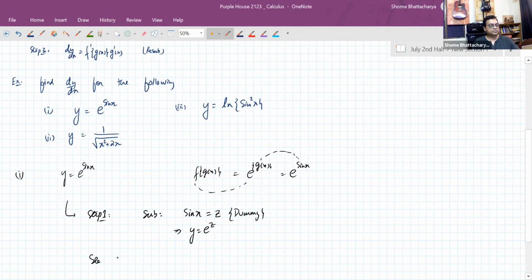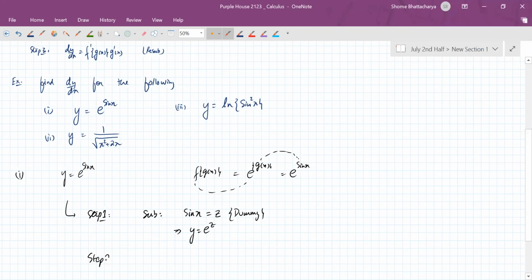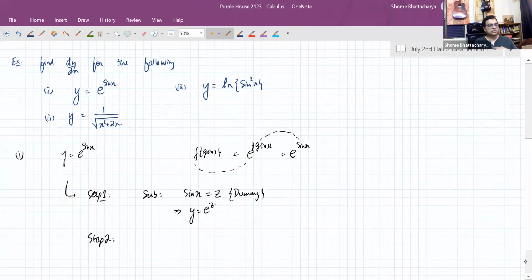Now your second step is the chain rule step. So this whole procedure is known as what? Application of chain rule, differentiation by chain rule. All the three steps are part of the application of chain rule.